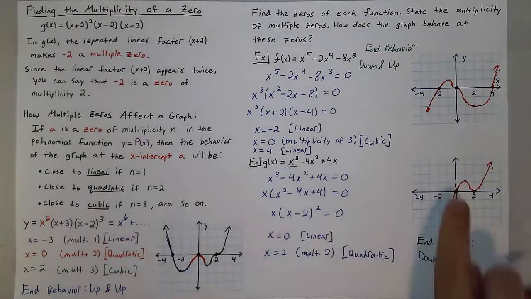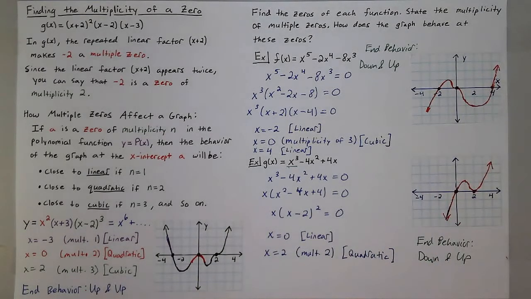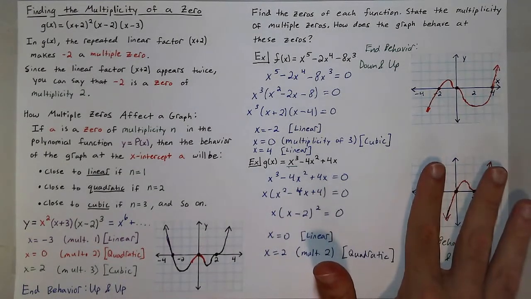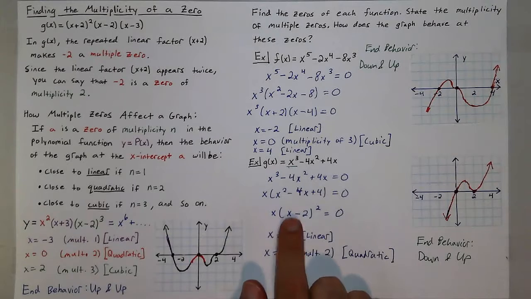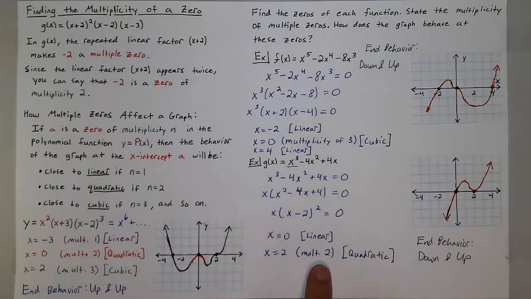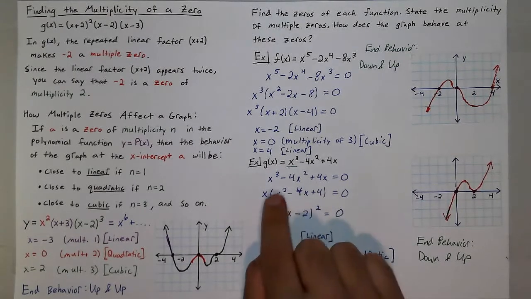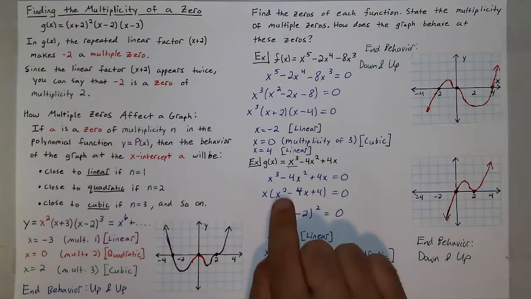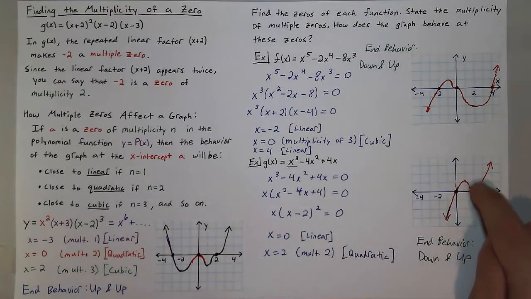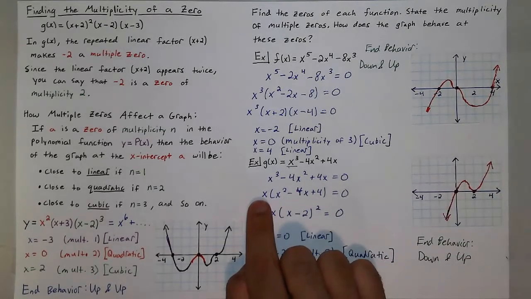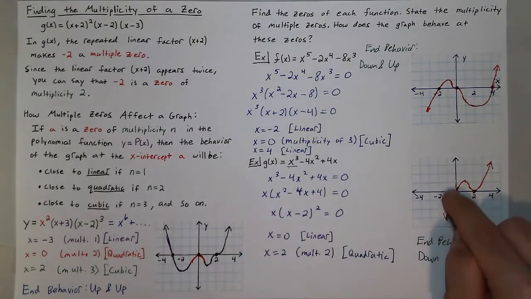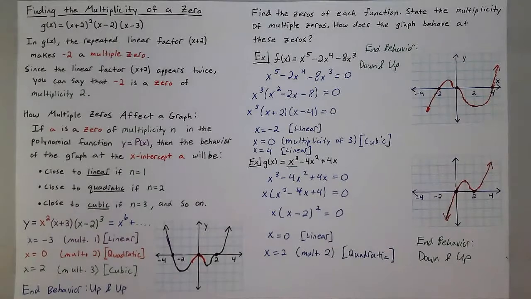So this is roughly what the graph would look like. If we found points in between, we could be more accurate, but we're going to save a little bit of time there. So again, just to go back over, we had x minus 2 squared, which made that a multiple zero. And that came from the perfect square trinomial in the step before. And that's what made that act like a quadratic at 2. But at 0, since it was just one factor of x, it acted like a line as I went through 0. And that is how you find the multiplicity of a zero.